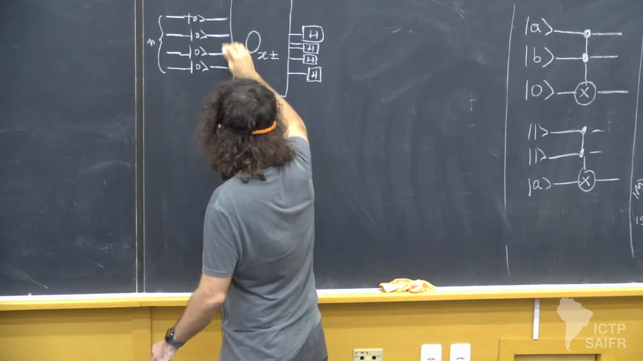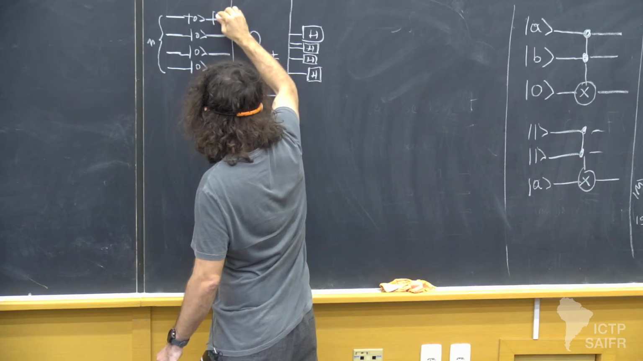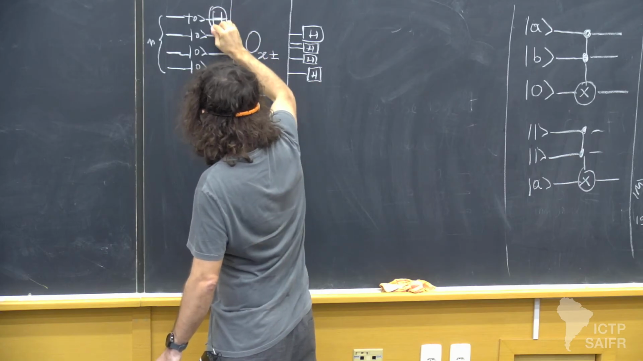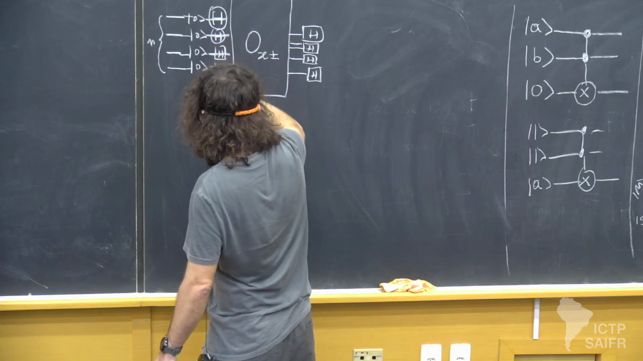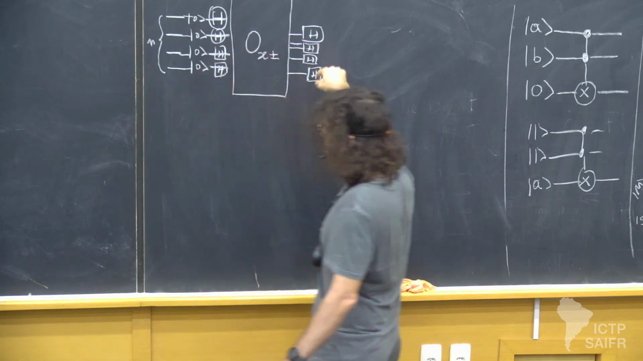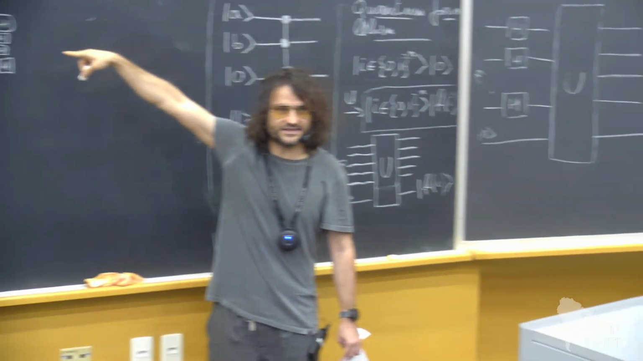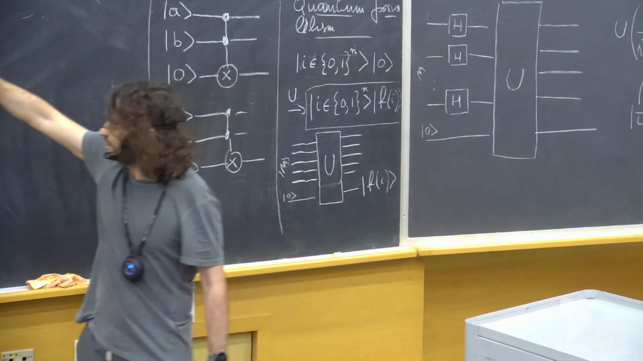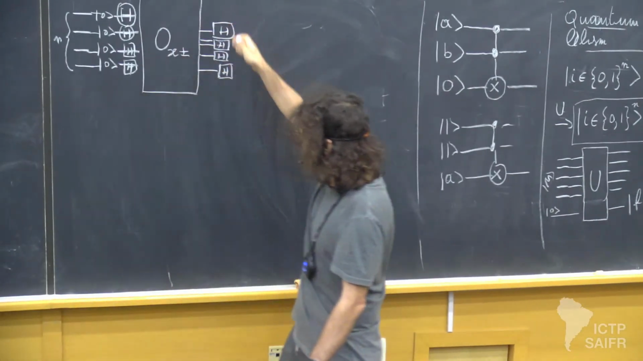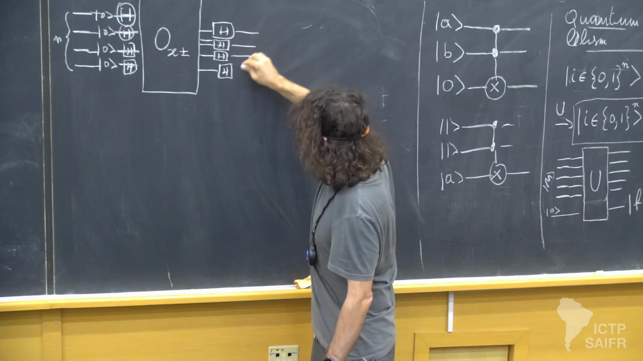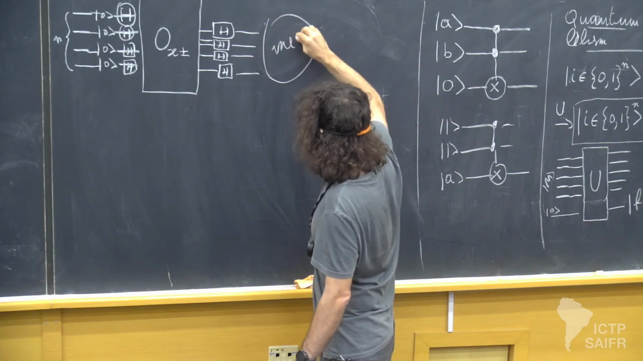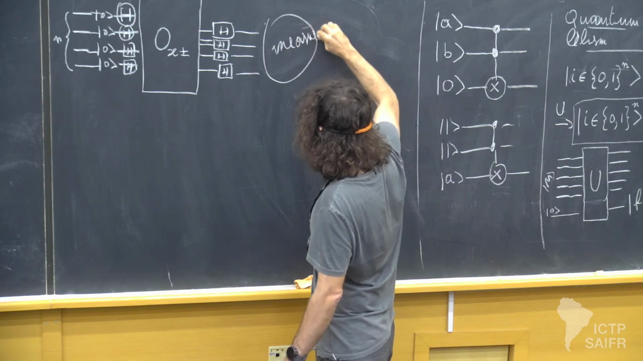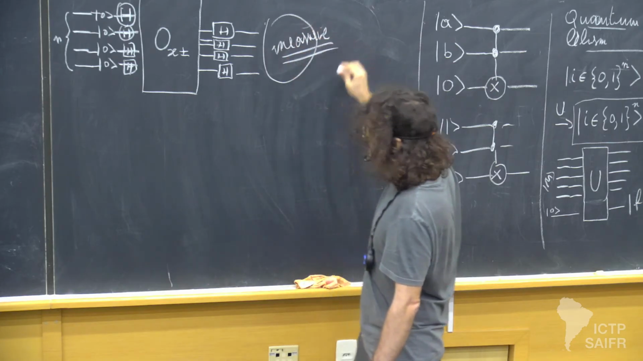Sorry, I forgot. Here there are other H. So I put H everywhere before and H everywhere after. Is the circuit clear? Yes. Okay, so I put H here, and then arrive here, and I measure the outcome. Let's see what happens.